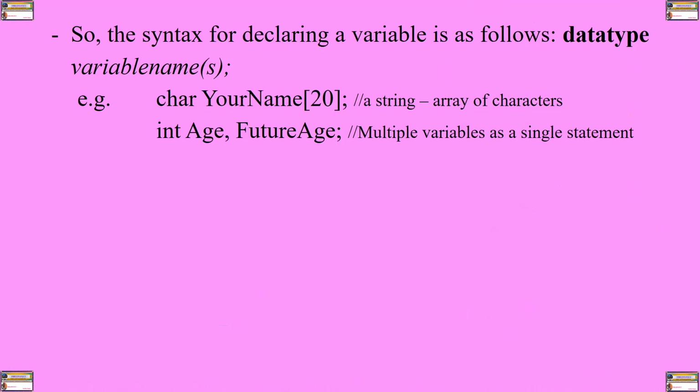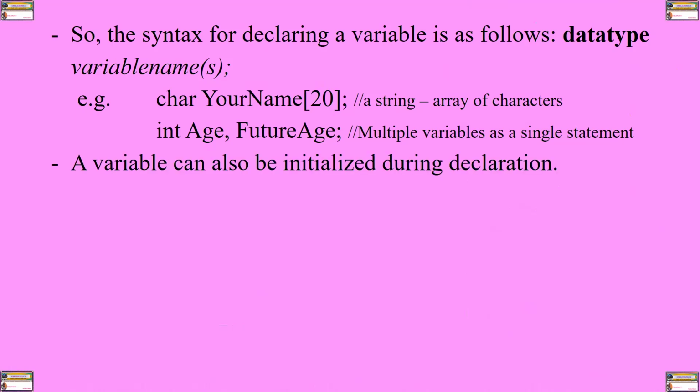You can also declare several memory locations using the same statement if the type of data that those memory locations are going to hold is the same. For example, this statement tells the compiler to set two memory locations, one called futureage, the other one called age, and both of them are to hold data of type integer or whole number. So this statement declares multiple variables as a single statement.